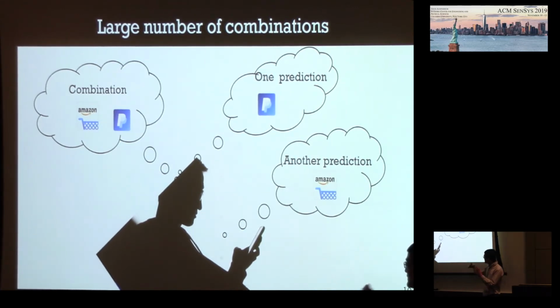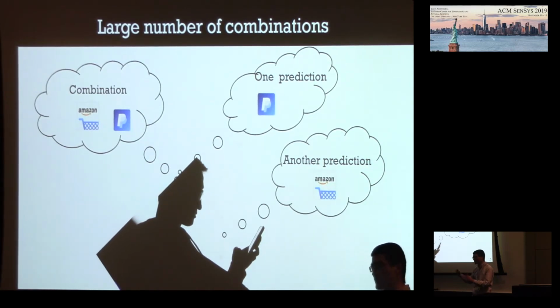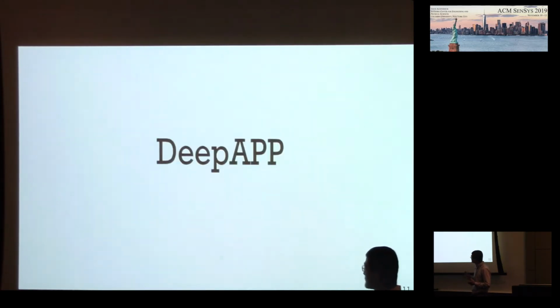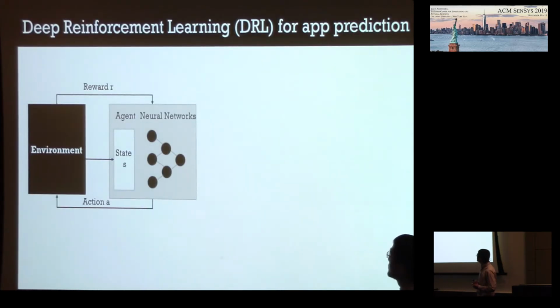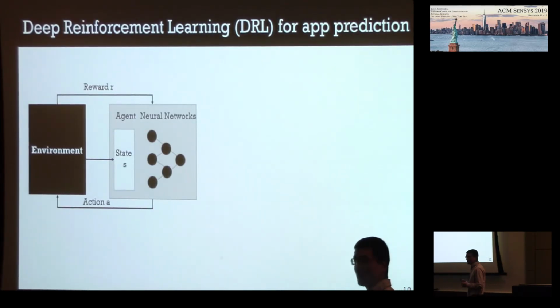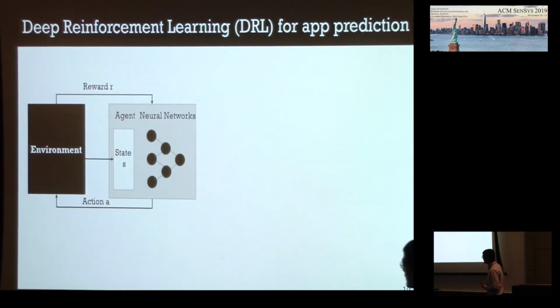So we want to do this combination, a prediction that can combine all the possible applications that the user will use in the next time slot. How to do it? So we provide DeepAPP. It is a deep reinforcement learning model for the application usage. So let me first introduce the key components in this model.